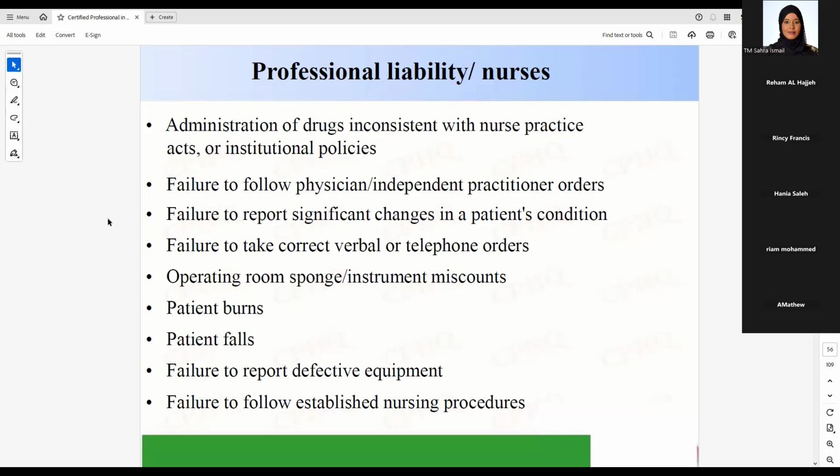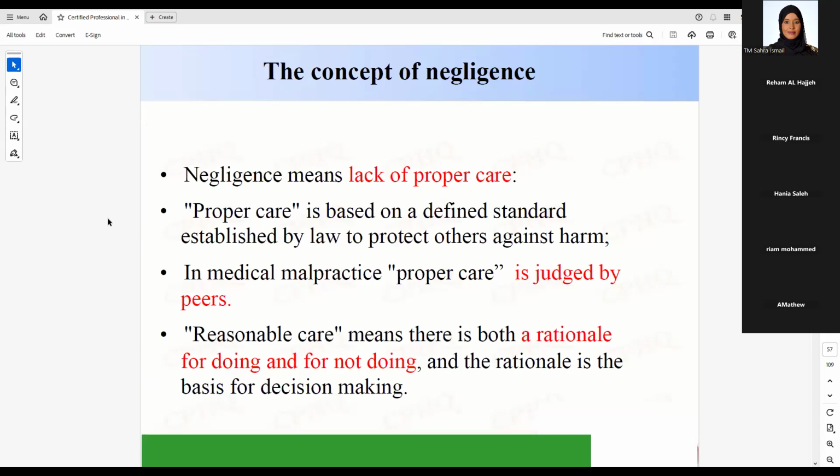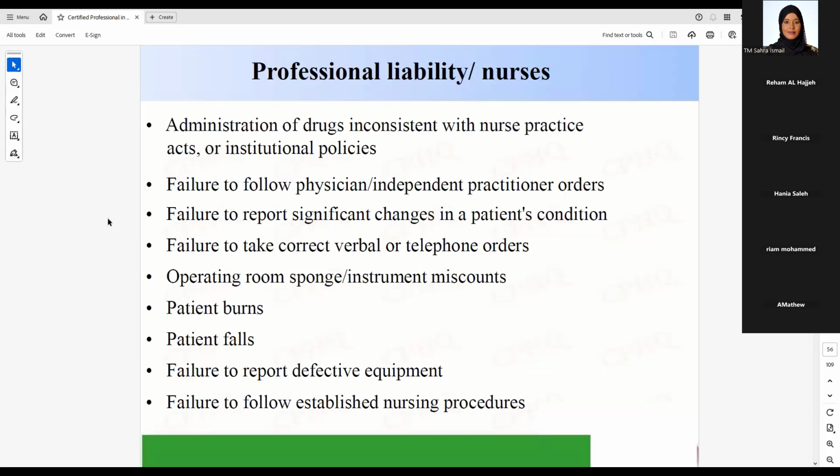Operating room sponge and instrument miscounts. Patient burns, patient falls. Failure to report defective equipment. Failure to report established nursing procedure, or to follow established nursing procedures. So these are examples of professional liability that might be at the nurse's level.